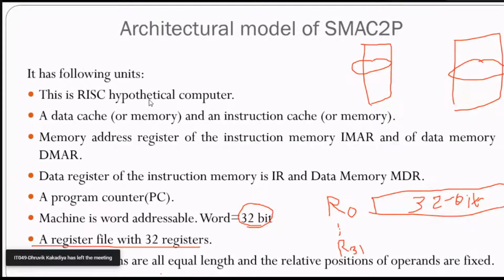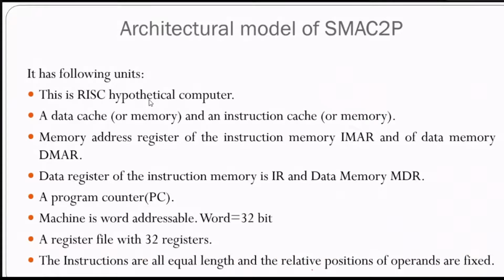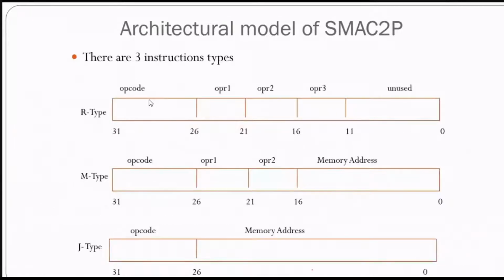32 registers are there, and all instructions are of equal length, and relative positions of operands are fixed. आपका operand instruction में कहाँ पे होगा उसकी position भी fixed होगी, आपकी instruction की length भी fixed होगी. So this is about the instruction.